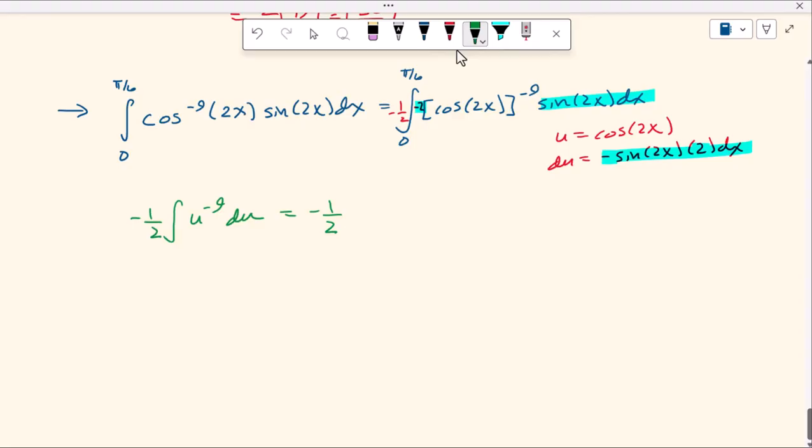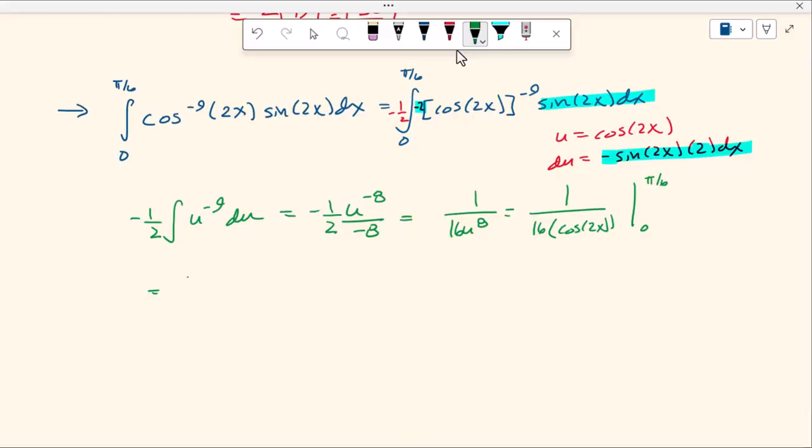So I'm going to add 1. So that's u to the -8 divided by -8. Okay, so that would be negative times a negative is a positive, 1 over 16 u to the 8th. So before I can evaluate this though, because remember my limits of integration are in terms of x up here, I need to get this back in terms of x. So u is cosine of 2x. Now I can evaluate this from 0 to pi over 6.